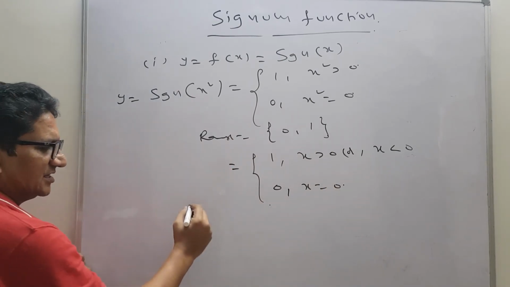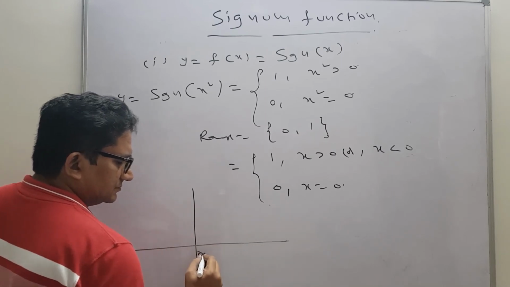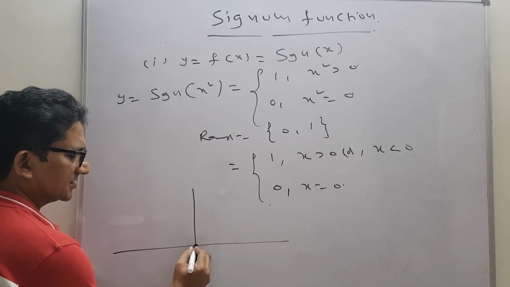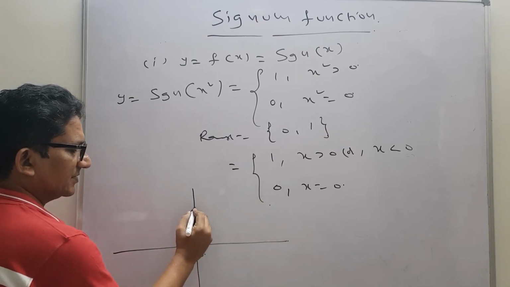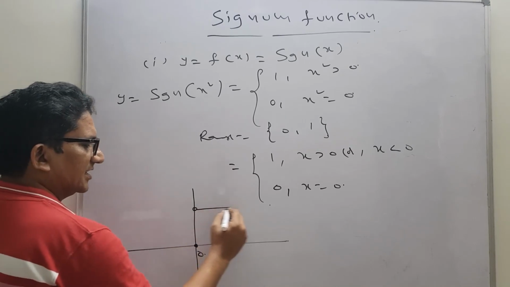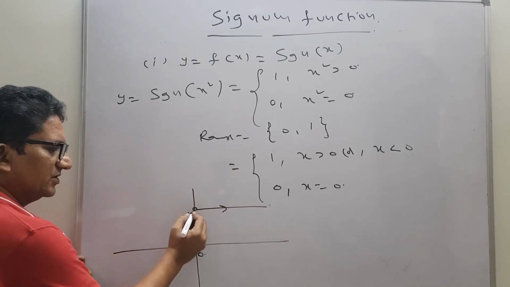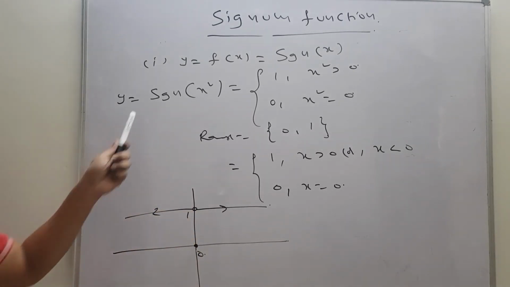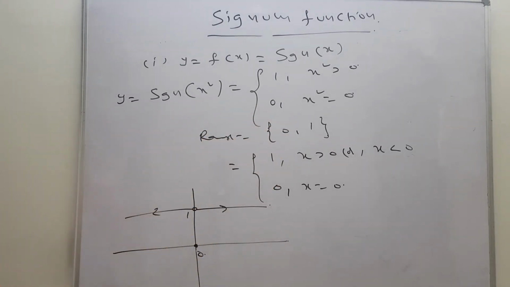Now if you try to draw the graph of this situation, when x is 0, y is 0, so here we will keep a dark circle. Next, when x is greater than 0, here I will keep a bubble, and we will get a line at 1 in this direction. When x is less than 0, here also we will get a line in this direction. So this is the graph of signum of x square. Note down.